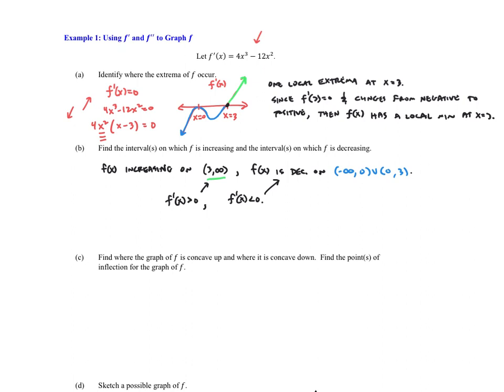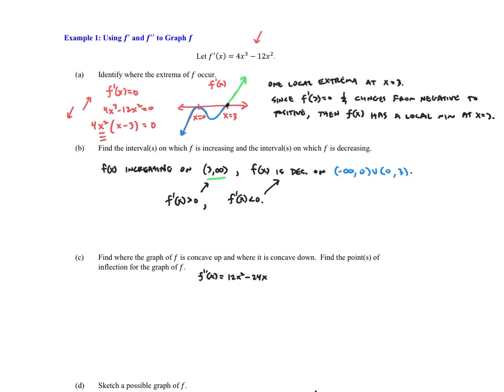Okay, find where the graph of f is concave up and where it's concave down. Find the points of inflection. So I'm going to do almost the exact same thing, except now I'm going to use the second derivative. So let's find the second derivative with respect to x. That'll be 12x squared minus 24x.